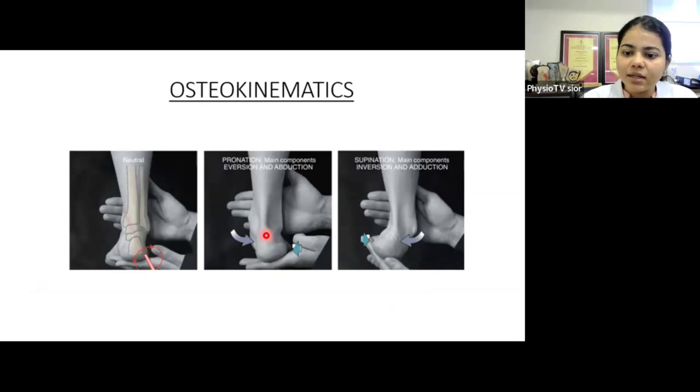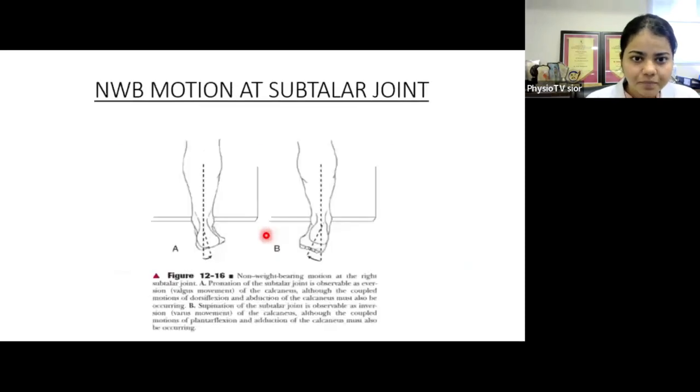The calcaneus does dorsiflex and plantar flex slightly relative to the talus, but this motion is usually ignored clinically, like how in the ankle joint, we did not really give importance to the pronation supination movement. So the inversion is roughly 20 to 25 degrees, and around 10 to 15 degrees of eversion is present.